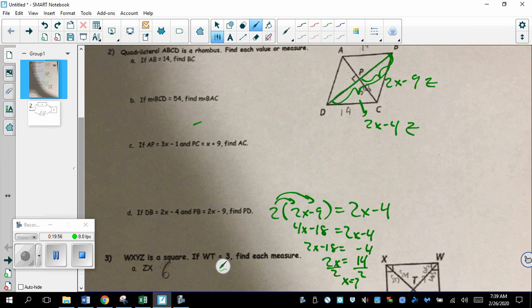What were they asking for? They were asking for PD. So again, what do we want to do? We want to plug it back into this guy right here, because we know that PB and PD are the same length. So let's plug 7 back into there. That's 2 times 7 minus 9, which is 14 minus 9, which is going to be 5. So PD equals 5.